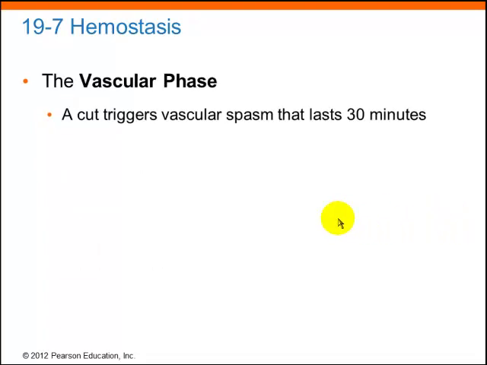The vascular phase is the reaction of the vessel itself to being cut. And a vessel wall has a lining of cells called endothelium, but depending on the kind of vessel, it also has smooth muscle in the wall. And if you damage the vessel wall, it makes the muscle contract, and that is called a vascular spasm.